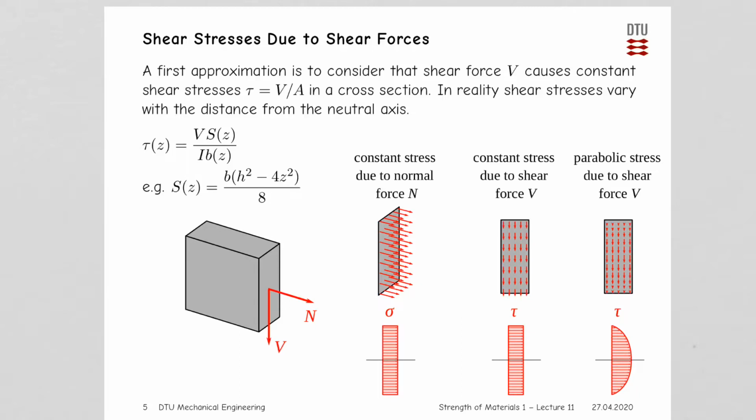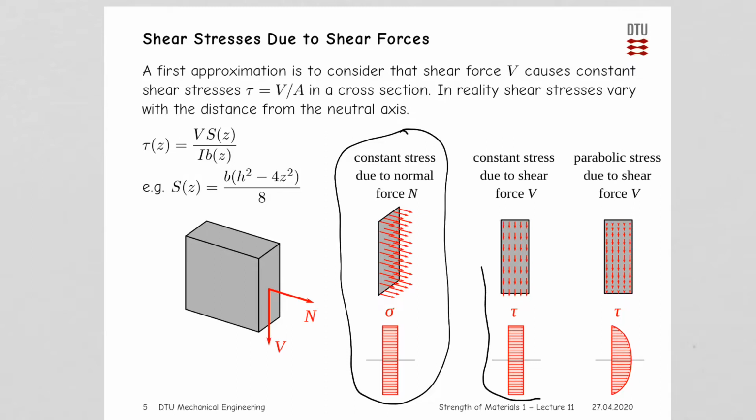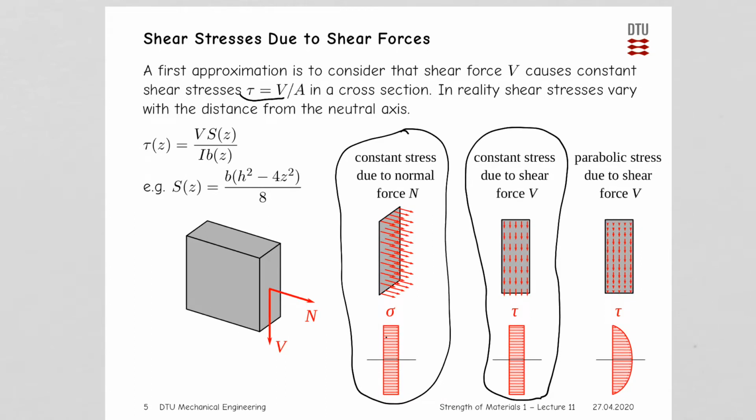This is just what we looked at for the normal force, where we had a constant stress distribution that gave rise to the normal force. The first approximation to the shear stresses, or the transverse stresses, is that we have the same phenomenon going on, so that we have a constant distribution of the shear stress along the cross section. The magnitude of the shear stresses for that approximation is then found by taking the shear force and dividing by the cross-sectional area.